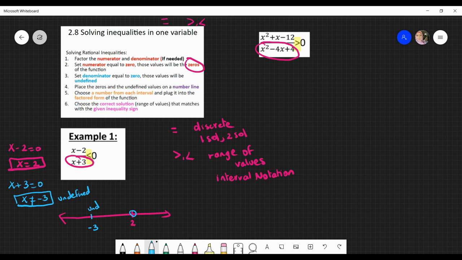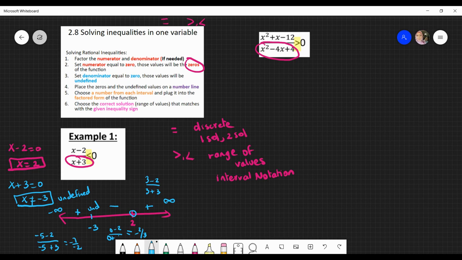So I'm going to choose anything from -infinity to -3. And again, this was done before. Let's say I choose -5. I'm going to plug it in the given expression. And right here, it's going to be -7 over -2, which is positive. I'm going to do the same thing and pick 0 because 0 is easy to plug in. 0 plus 3, and it's going to be -2 over 3, which is negative. And the last one, I'm going to pick 3. 3 minus 2 over 3 plus 3, which is positive. That's all I care about.